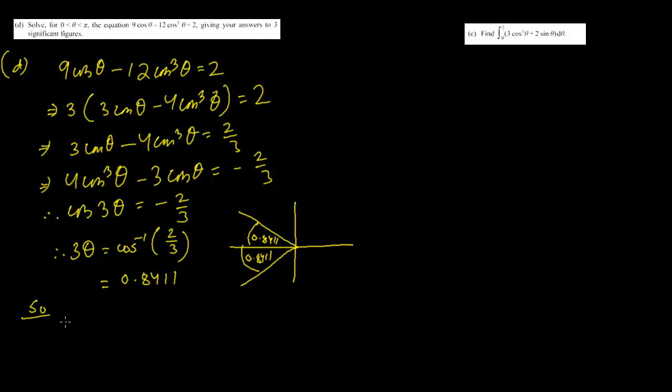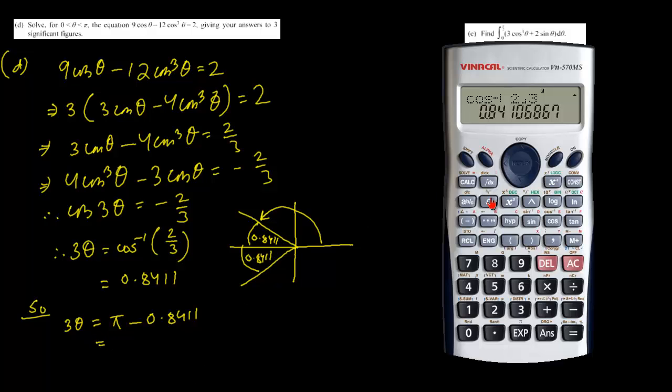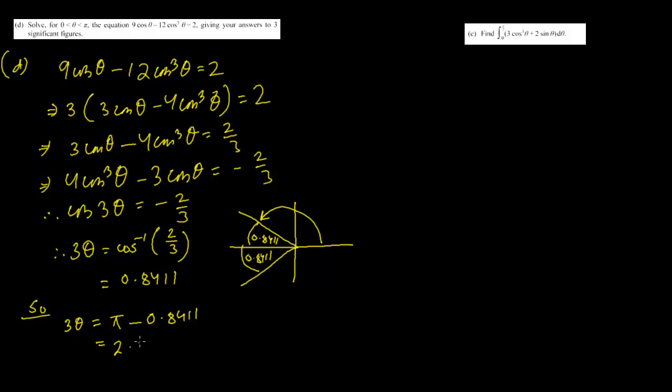So the first one is going to be 3 theta equals, second quadrant means 180 degrees minus, so in radian mode this would be pi minus 0.8411. Pi minus 0.8411 turns out to be 2.300. So I'll just write 2.3.